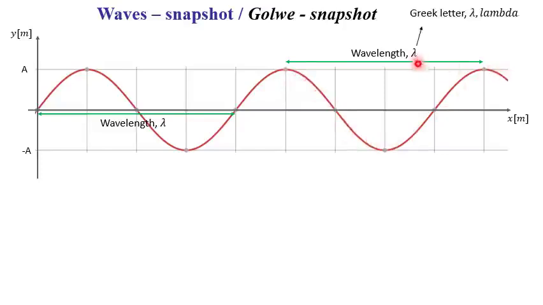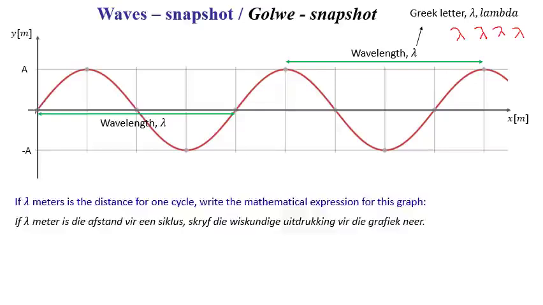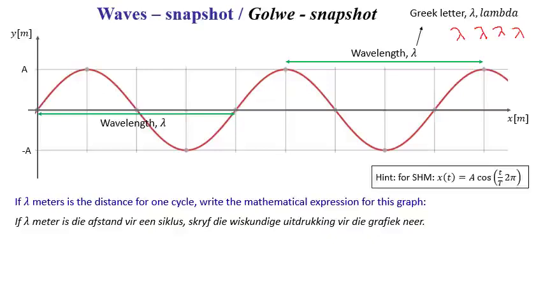This is our new Greek letter for the week, lambda. You can write it like this, lambda, lambda. Write a couple of lambdas for yourself. You should have a pen and piece of paper in front of you. The Greek letter lambda. If lambda meters is the distance for one cycle, write the mathematical expression for this graph. And there are your hints. Remember that for simple harmonic motion, we said A cos of the time divided by the period, which was one cycle, times 2 pi. See if you can write the mathematical expression for this graph in terms of lambda.